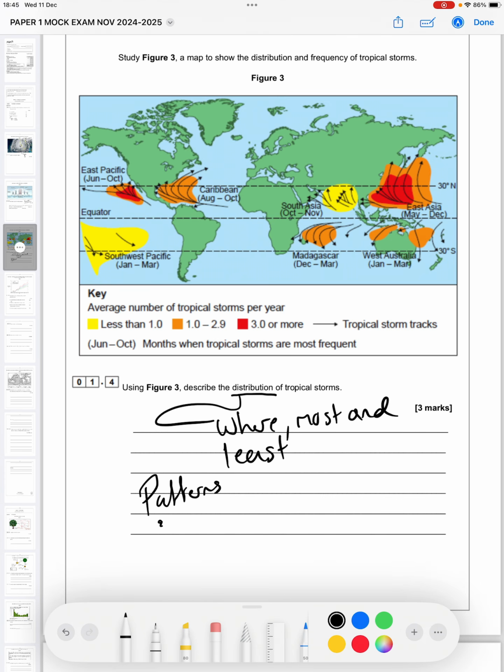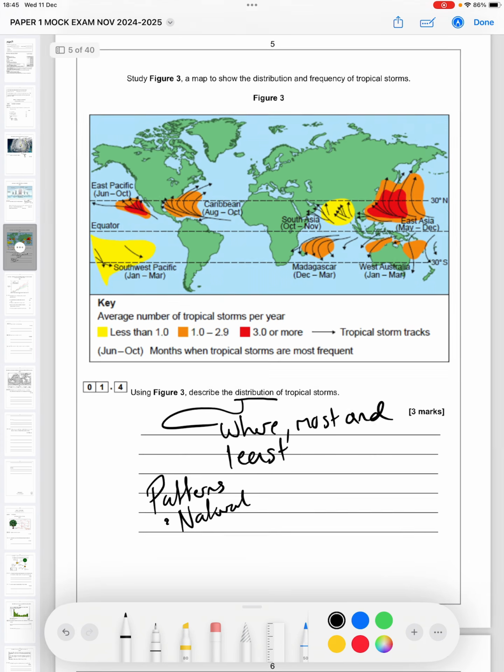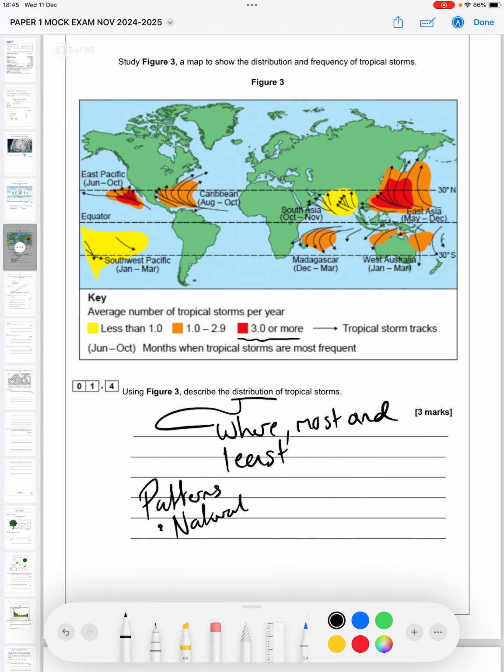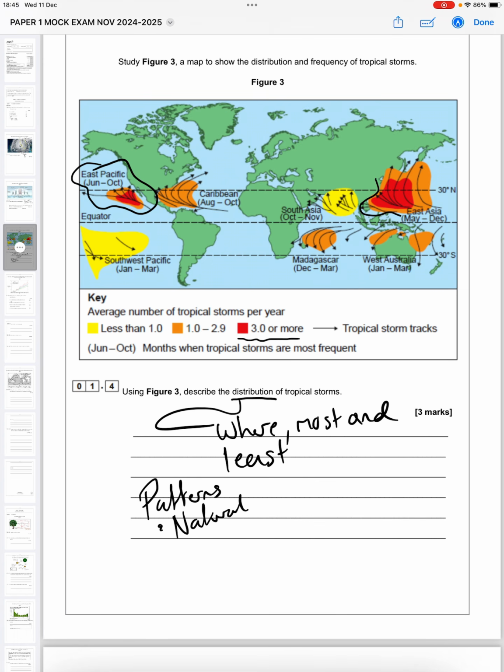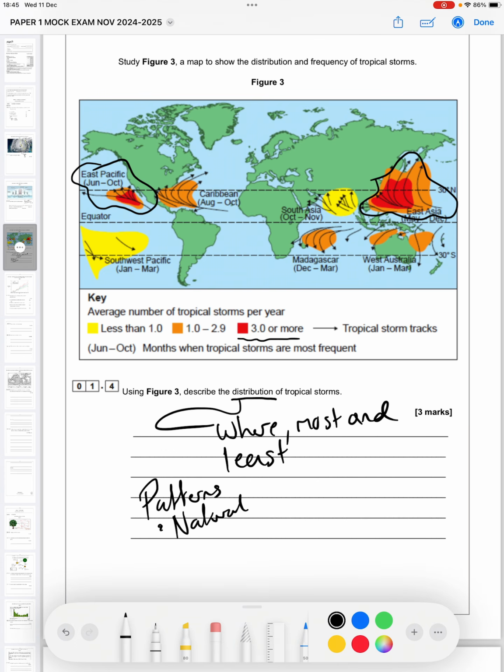And finding patterns, more than anything, is actually natural. Humans have got a natural knack for finding patterns. But to help yourself, look at the figure. So we can see that the red is 3 or more storms per year. So we can see clearly we've got 2 areas of red. We've got the East Pacific, and then we've got East Asia here.